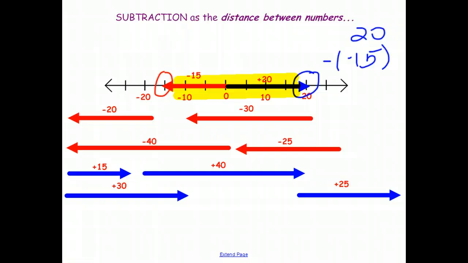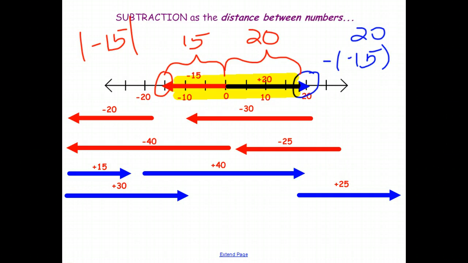So how do we get to this actual number? Well, we have the 15 units here that represent the distance from negative 15 to 0, or in other words, the absolute value of negative 15. And we have the distance from 0 to 20, which is 20, or also the absolute value of 20. So when we talk about subtraction as the distance between numbers, if we have a positive number and a negative number, we're going to end up adding their absolute values. This distance here is 35.